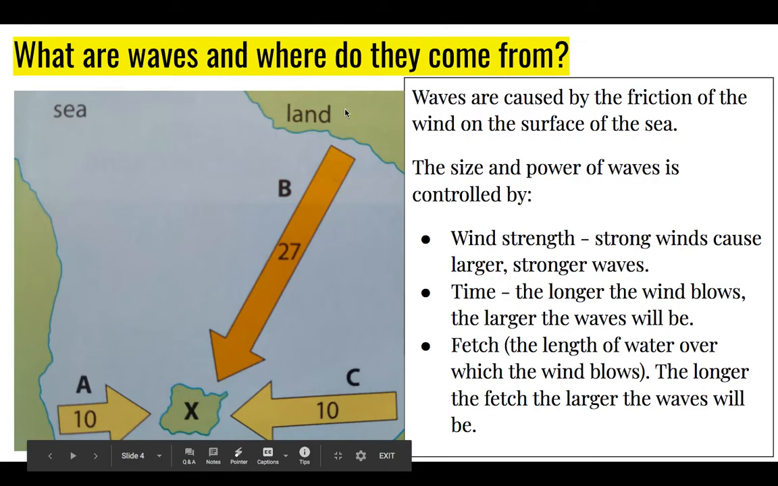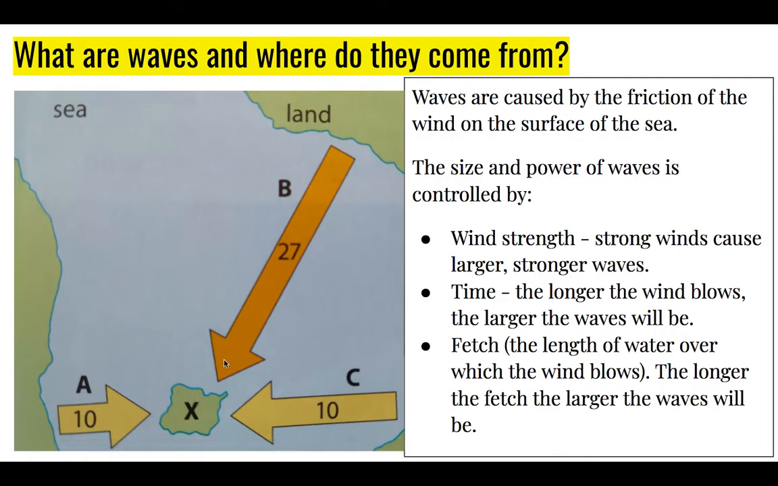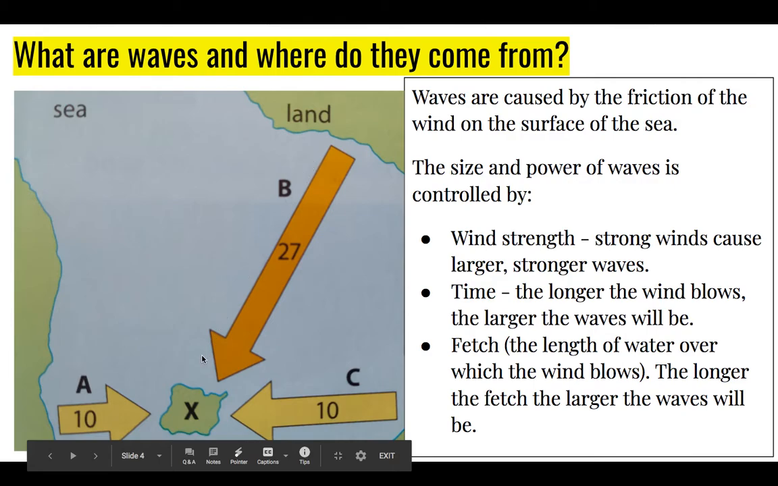Clearly here, from the land down to island X, B has by far the largest fetch, and therefore the wind is blowing over a larger expanse of water and therefore will create larger waves. C here is somewhat larger than A, and therefore C would also produce larger waves because it's blowing over a wider expanse of ocean, even though both of them are relatively weak winds, both of them have been blowing for 10 hours. Still, the one with the largest fetch will have the largest waves.